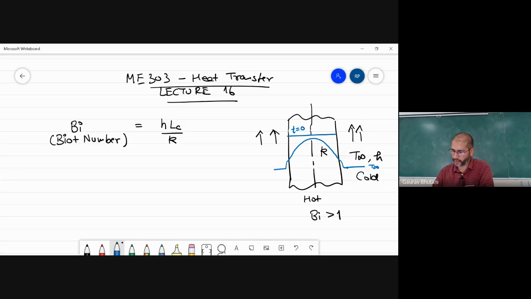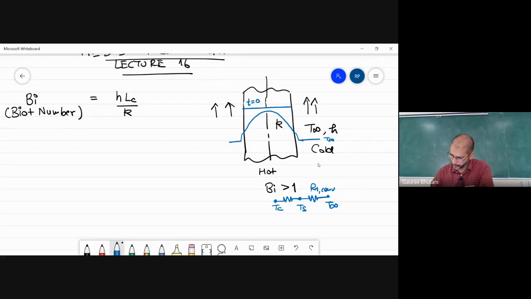So if we draw the circuit, from the center, I'll call it T center, and then you have T surface, and then you have another resistance, and then you have T infinity. So this is R_t convection, and this one is R_t conduction. I hope you're able to read whatever I'm writing on the screen. The font is not too small. All right. So this is what happens. In this case, where the Biot number is greater than one, you will see some temperature drop between the center and the surface.